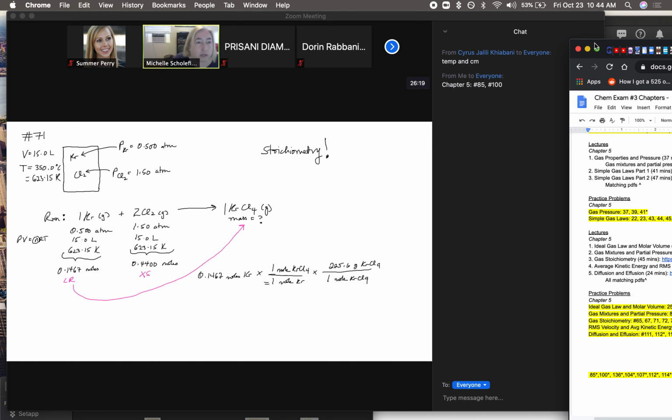So in the end, let's take this value and multiply it by 0.1467, and I get a final mass of, if I'm rounding, 33.1 grams of KrCl4 formed. So that's a classic stoichiometry problem. It's just a limiting reactant problem. It's a limiting reactant problem involving gases. That's all.